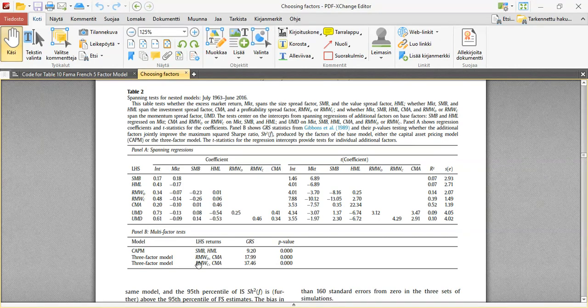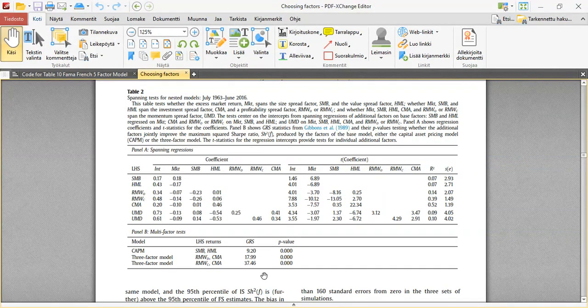We have this test for nested models. Those two risk factors are included in the 5-factor model but not included in the 3-factor model. These two additional risk factors are the investment factor and the profitability factor, here in this case using cash profitability. So what we see is the GRS test is 37.46, highly significant, p-value of 0. Whenever the p-value is below 0.05, it means that we reject the null hypothesis, implying that the test statistic indicates significance on a 5% level.